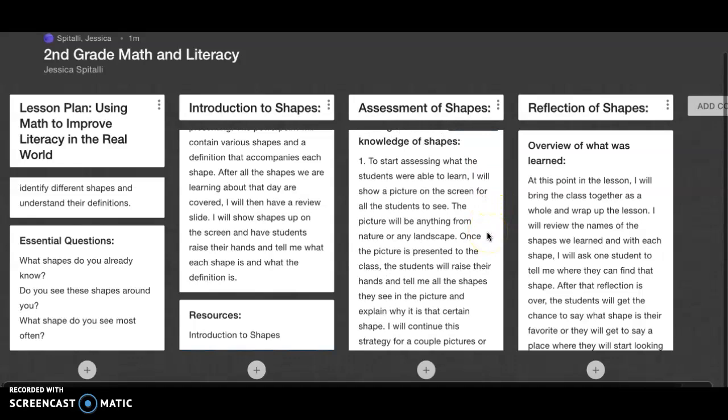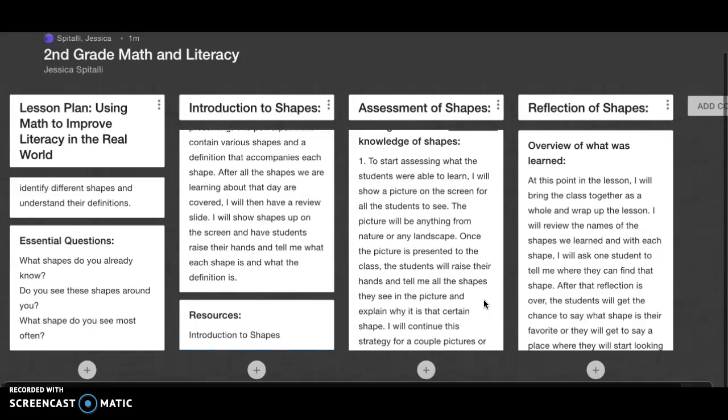Once the picture is presented to the class, the students will then raise their hands and tell me all the shapes they see in the picture and explain why it is that certain shape. So basically, it is a big class game of I Spy, and I'll show a big picture on the screen. They will raise their hand if they see a shape. I'll call on them and they'll explain to me what shape they saw, why it's that shape, and explain like the definition, explanations, all that stuff, so I can see if they understand what shape it is or if they're just saying a random shape.